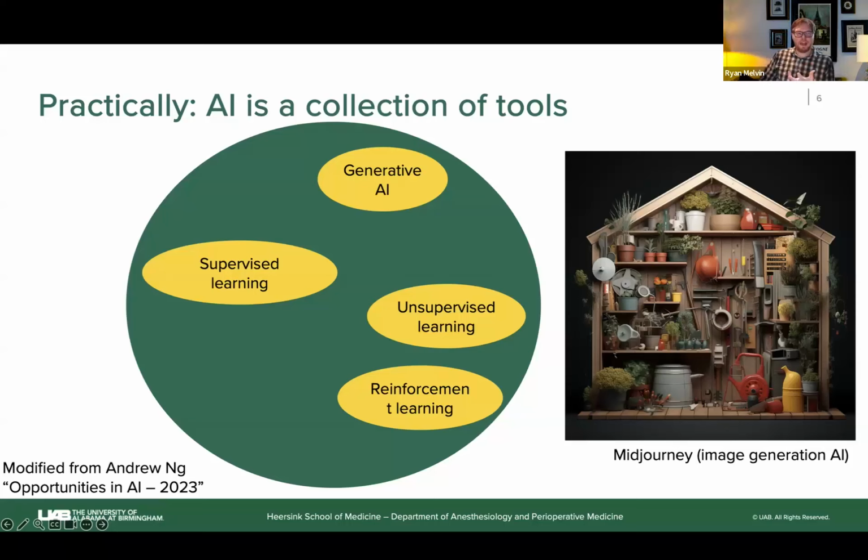Practically, I like to think of AI as a collection of tools that you have in your toolbox. And that tool set can include things like generative AI. It can include things like supervised learning, which is like EHR prediction, clustering things, unsupervised learning, or reinforcement learning, where you try to have the AI improve itself, and a weird font thing there.